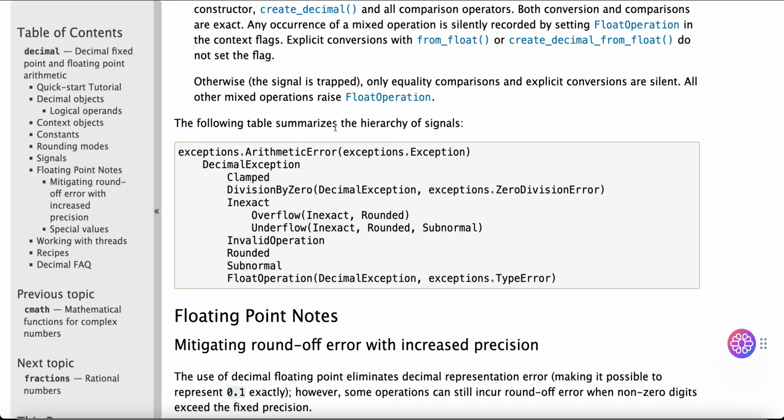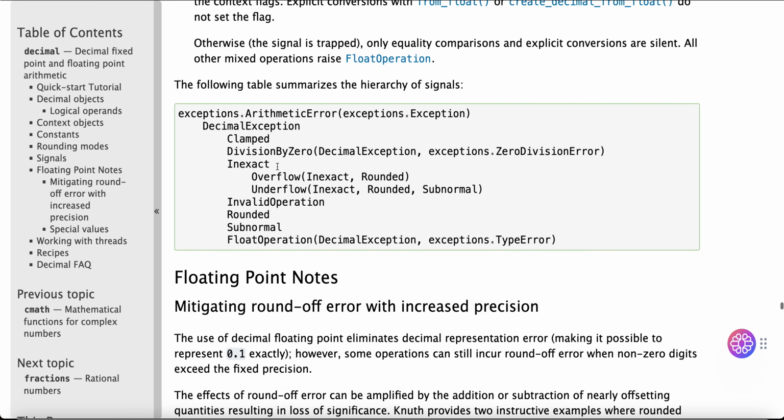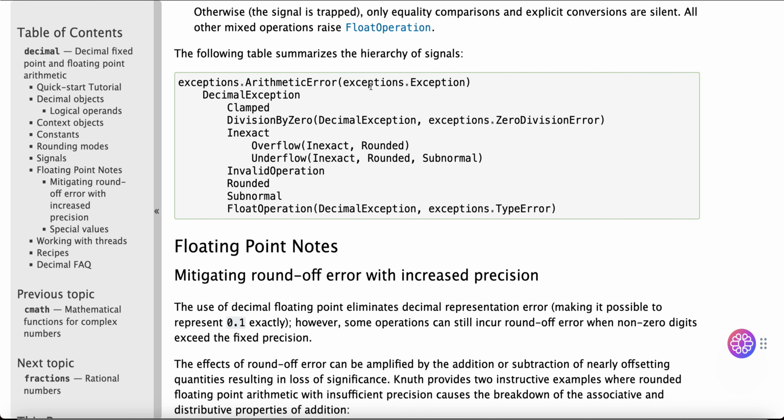The following table summarizes the hierarchy of signals. exceptions.ArithmeticError, exceptions.Exception, DecimalException, Clamped, DivisionByZero (DecimalException, exceptions.ZeroDivisionError), Inexact, Overflow (Inexact, Rounded), Underflow (Inexact, Rounded, Subnormal), InvalidOperation, Rounded, Subnormal, FloatOperation (DecimalException, exceptions.TypeError).